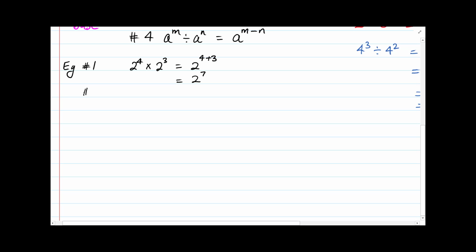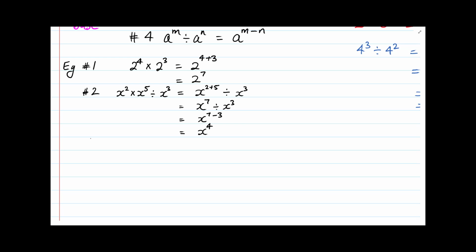Second example, x squared times x to the power of 5 divided by x cubed. In this example, I'm going to start just by working in order, so I'm going to write down x to the power of 2 plus 5 divided by x cubed, and that becomes x to the power of 7 divided by x cubed, and this of course is x to the power of 7 minus 3, which is equal to x to the power of 4. Technically you could do this in one line, 2 plus 5 minus 3, and that would be fine. I just want to build out the example for you.